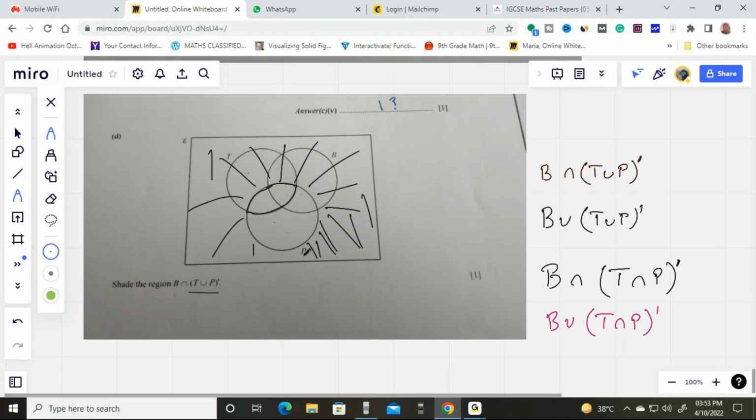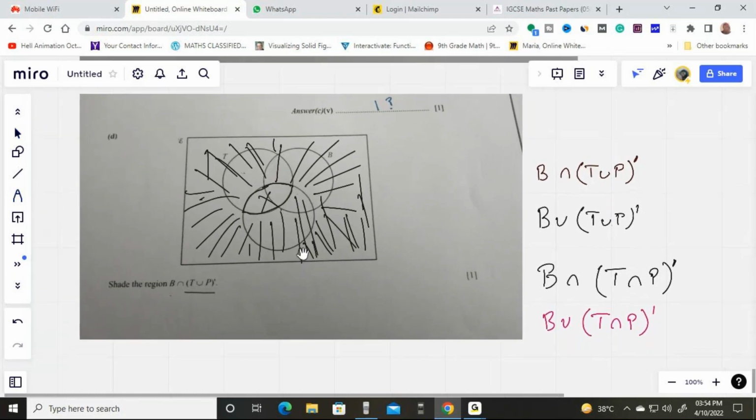Wait, you're not shading the P part? Yeah, understood. I'm not going to shade each and everything, because I'm just going to shade this entire section. I will just exclude this portion and shade the rest of the region. Okay, got it.